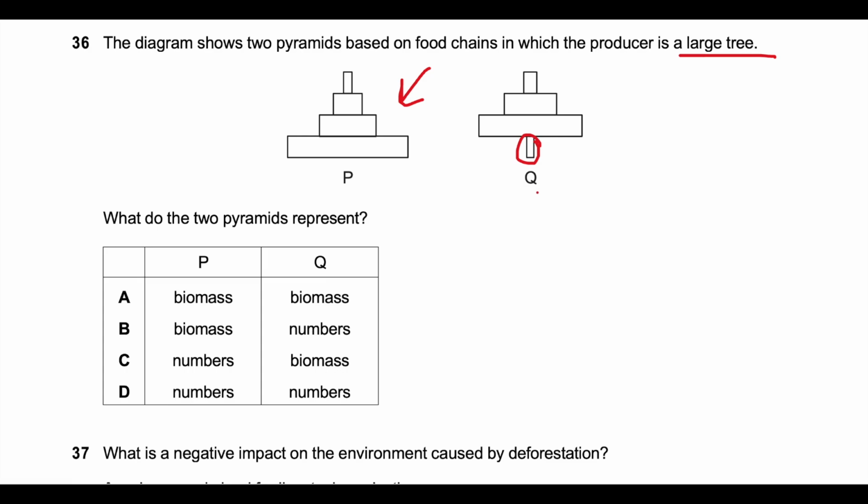So Q represents maybe consumers, all the birds, all the insects, even a human, okay, can feed on that tree regardless of which type of tree I'm talking about. So this is numbers and this is biomass. So this is wrong. This is wrong. What else? Even this is wrong. So the right answer is B. P representing biomass pyramids, Q representing numbers.